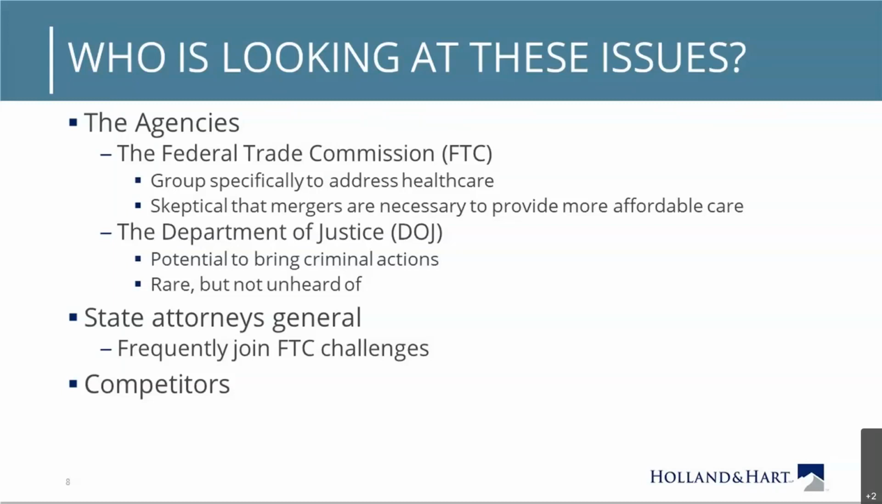And finally, competitors can be involved in antitrust issues as well. Competitors can file their own lawsuits. They can report anti-competitive conduct to state or federal agencies, which can lead to investigations. And so they also are going to be looking at these issues and how business is being conducted.